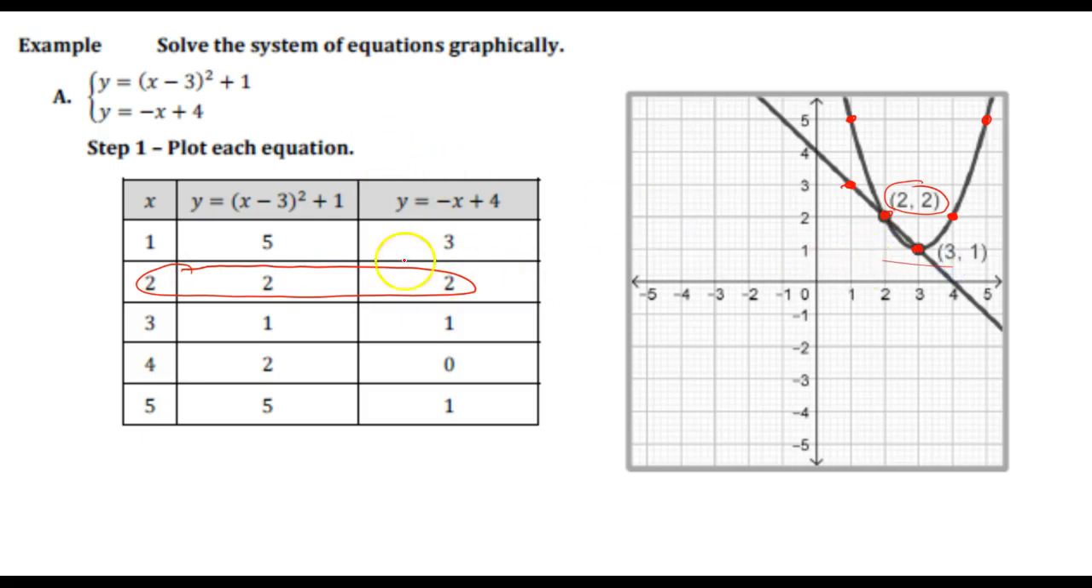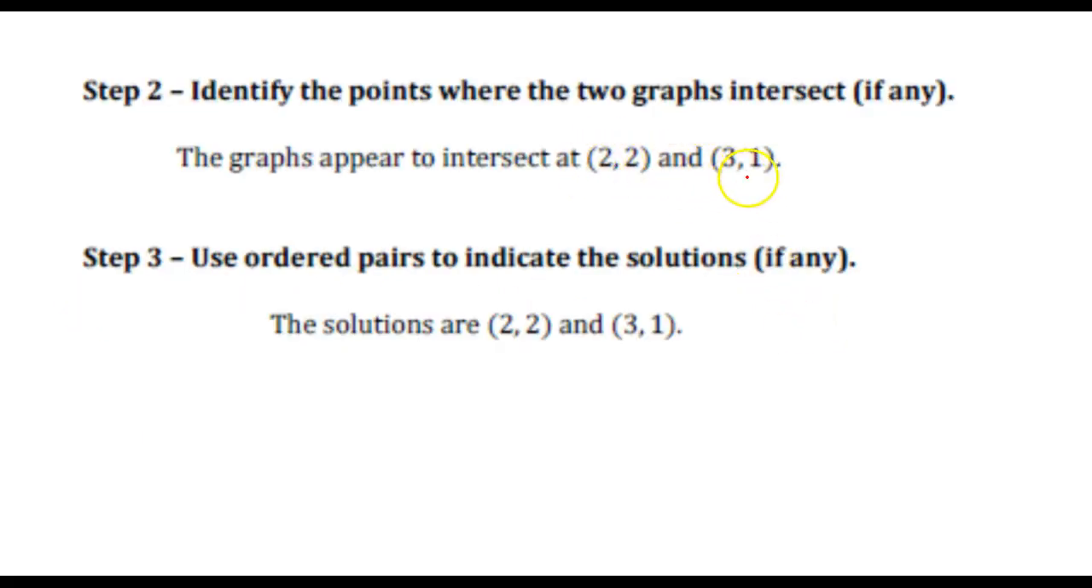And then, last but not least, 3, 1. Hey, that's also another solution. 4, 0. And 5, 1. So as you can see here, they do cross in two places. They cross at 2, 2 and 3, 1.